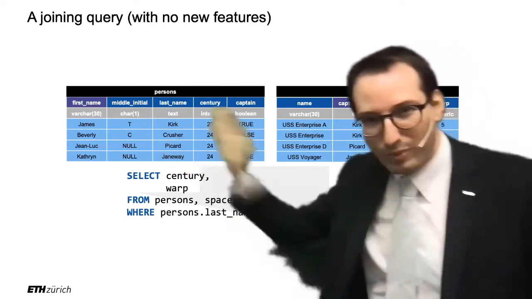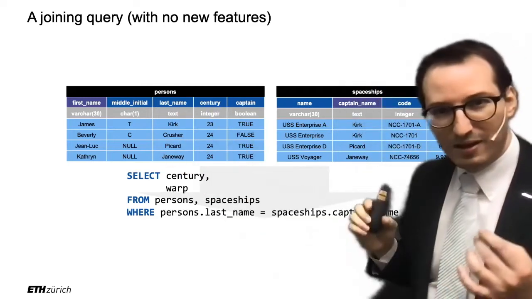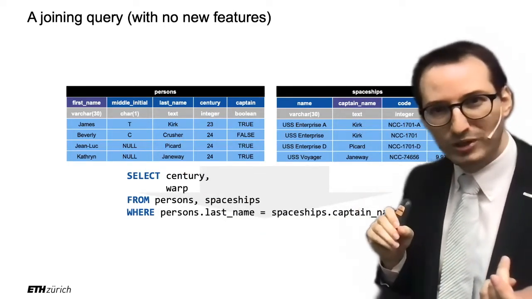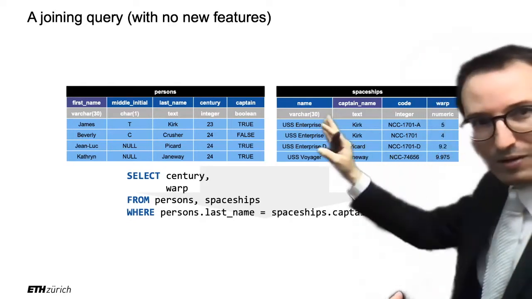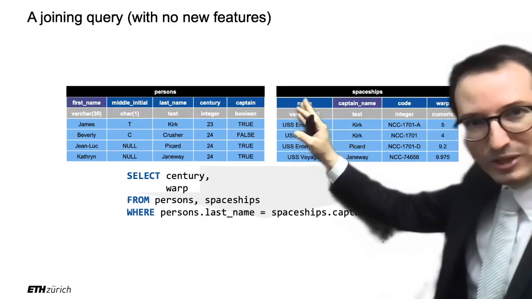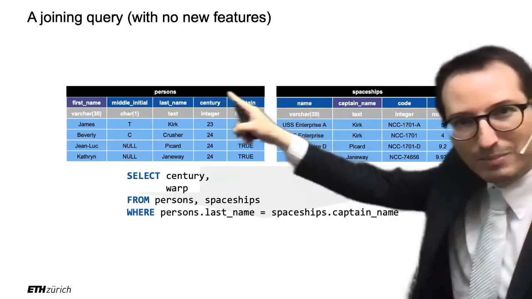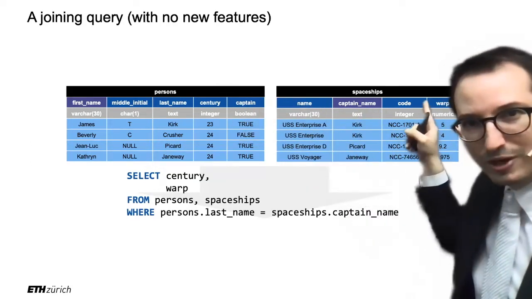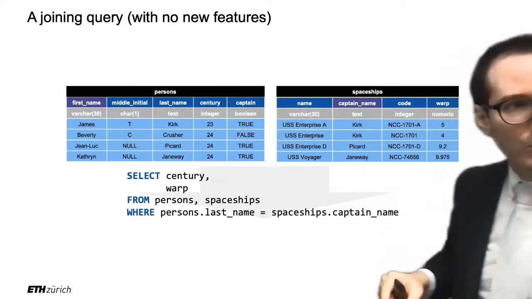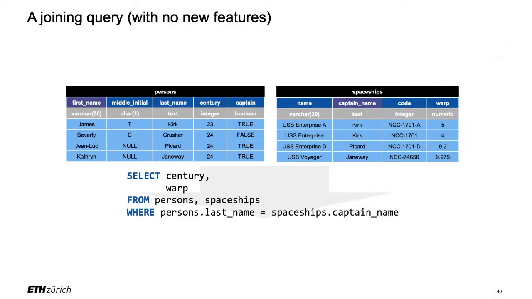Okay, so we want to join. What is the thing we want to join on? Could we do a natural join? Well, it doesn't seem like it, right? We don't have any columns in common, right? Name doesn't appear here, captain name also not, code also not, and warp also not. So first, the natural join will not work, right? We cannot count on a natural join. But we have expert mode. We have expert mode with the theta join, so we get to specify our predicate.